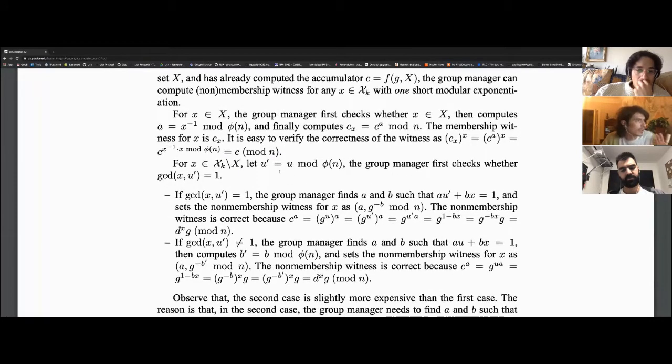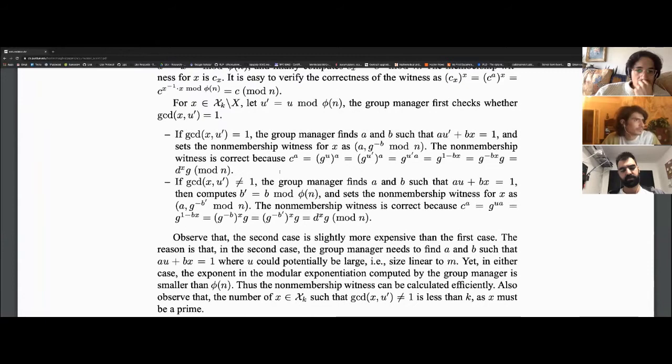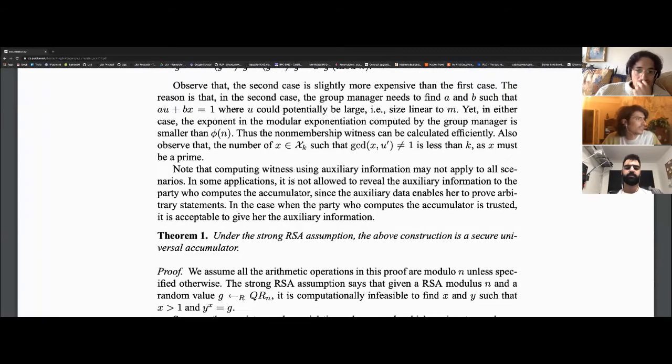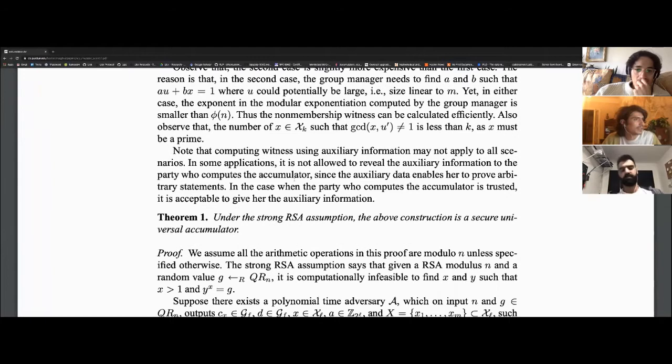And for the non-membership witness, it's kind of the same idea. What is the take-home message here is that when you set up these accumulators, you have to choose n, and it's actually a non-trivial question how you choose n, because if I give you n, why would you trust me that I don't actually have the factorization?